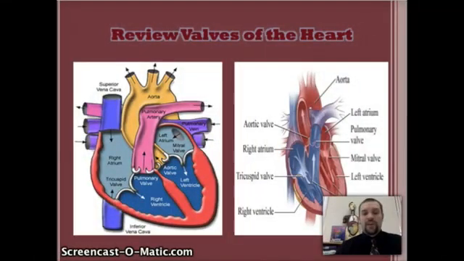So let's quickly review what we just went over. Again, this is a drawing, a depiction of what you're going to see in terms of how blood is going to be routed through the heart and through the body. But basically, what we did is we had deoxygenated blood entering the superior vena cava and the inferior vena cava, and it was going into our right atrium.